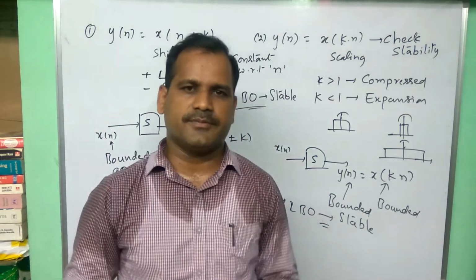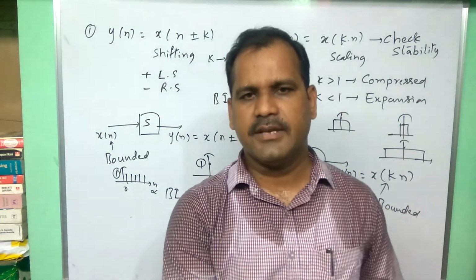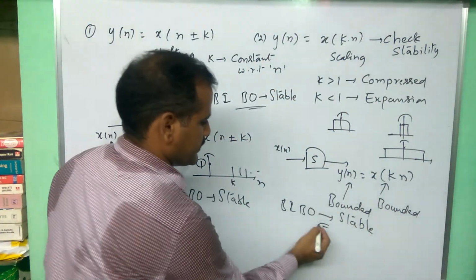So the two systems, one performing shifting and the other performing scaling, are both stable separately. We can verify like this easily. Right? Thank you.